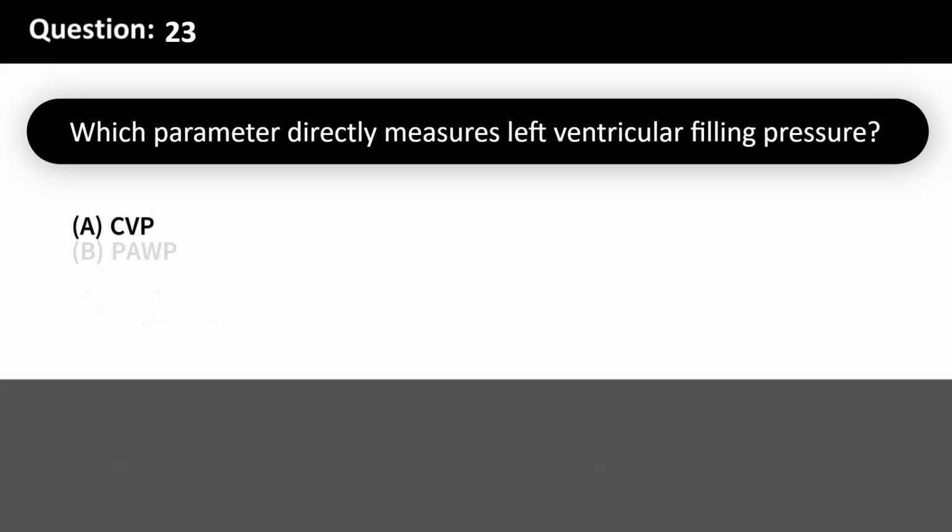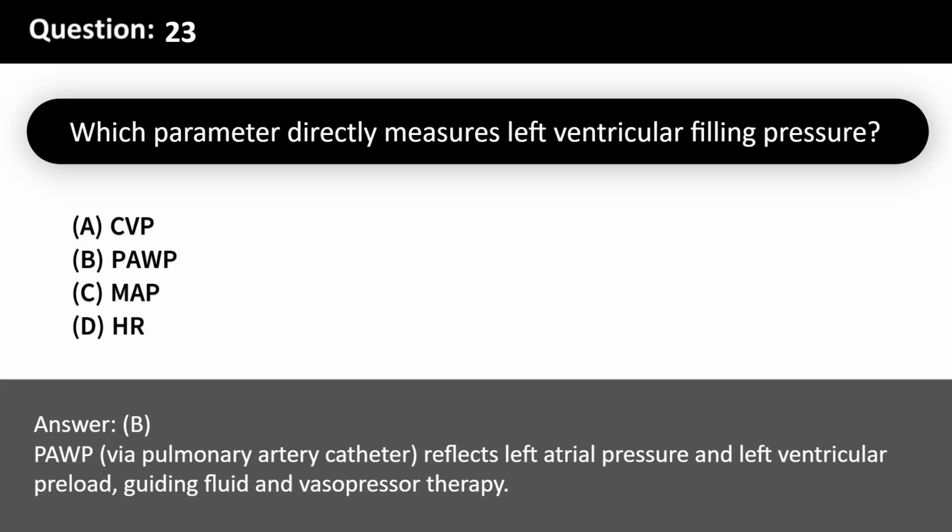Which parameter directly measures left ventricular filling pressure? A. CVP. B. PAWP. C. MAP. D. HR. Answer: B. PAWP, via pulmonary artery catheter, reflects left atrial pressure and left ventricular preload, guiding fluid and vasopressor therapy.